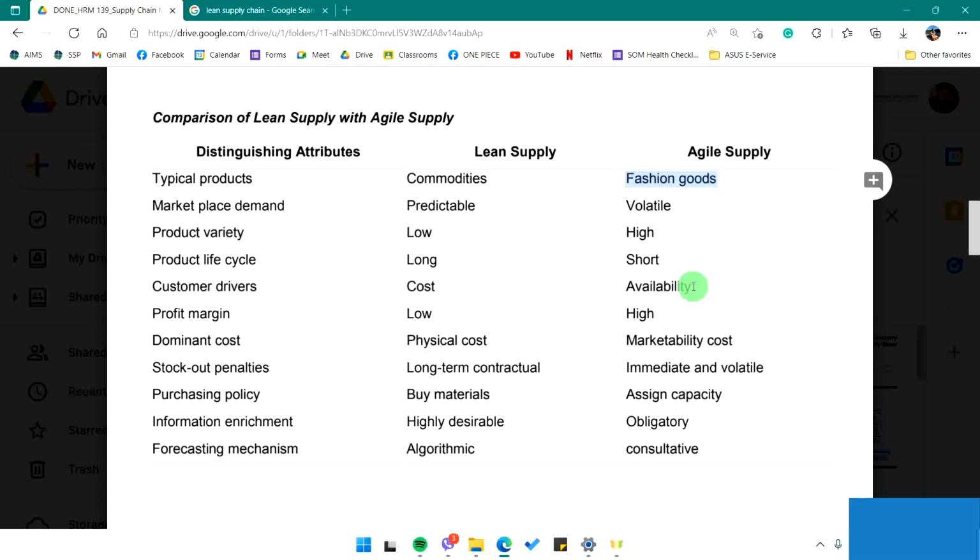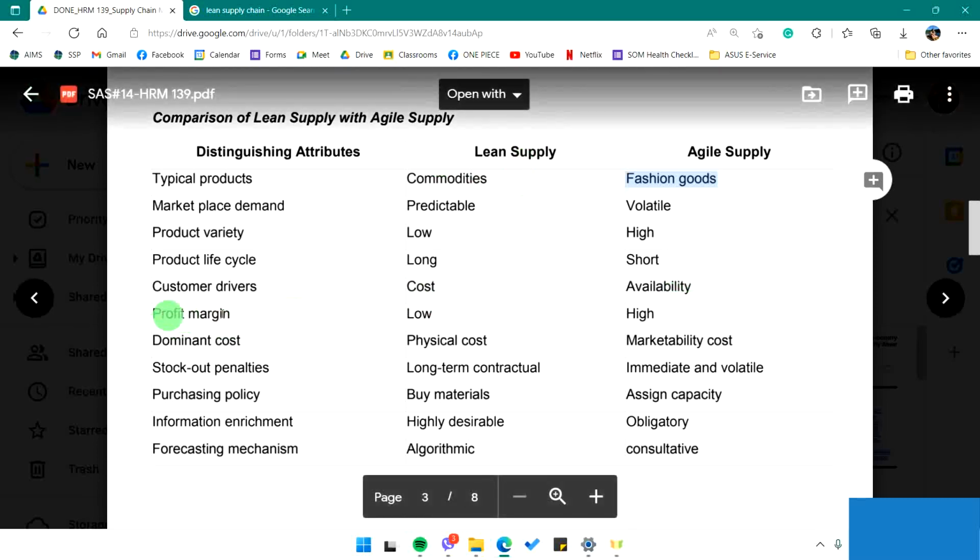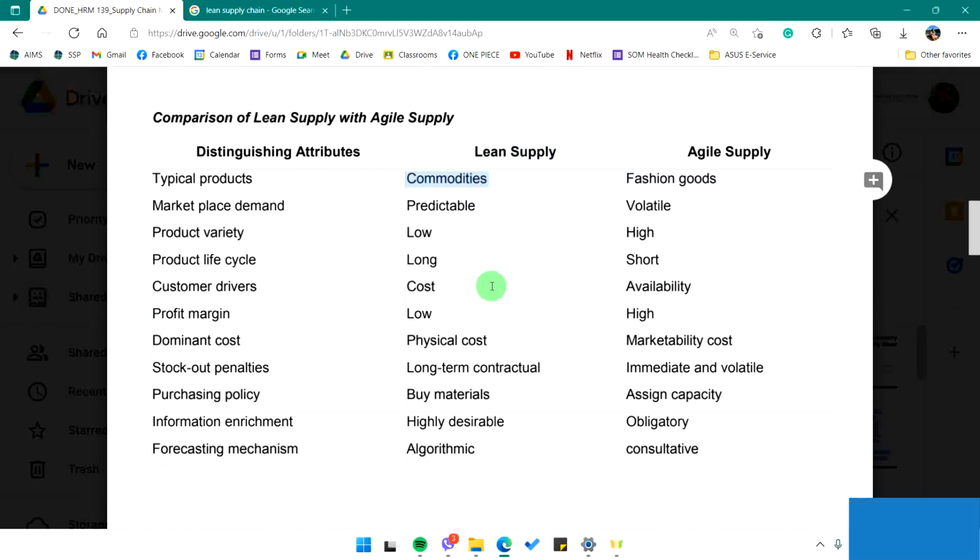Hindi mo naman sigurado kung may bibili ng isang specific na product mo, isang specific na type of pants, di ba? So you have to have a high profit margin para yung cost mo para mabuo yung product na yon babalik sa'yo at kikita ka kasi nga, di ba? For example lang dito, the easiest comparison I can give you. If you will, let's say for example, lean supply chain commodity, we are talking about canned goods, di ba?